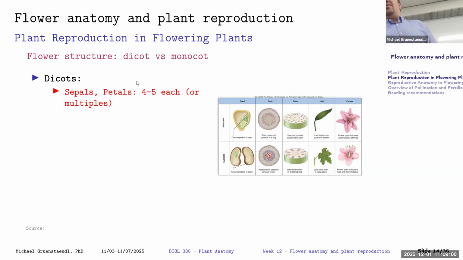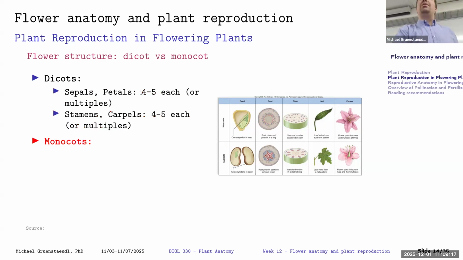Likewise, the number of stamens and carpels is not a multiple of 3, but 2 or 4 or 5. This is all true for the dicots. Monocots, on the other hand, they have a multiple of 3 in their whorls.